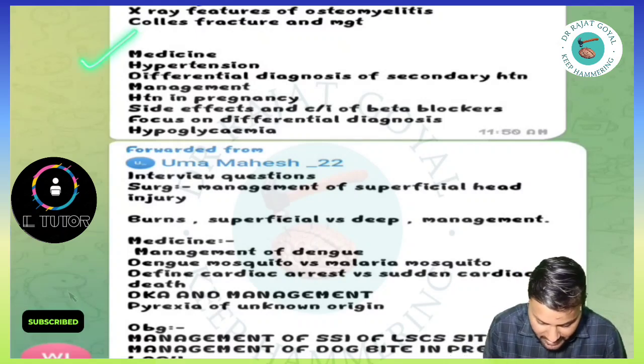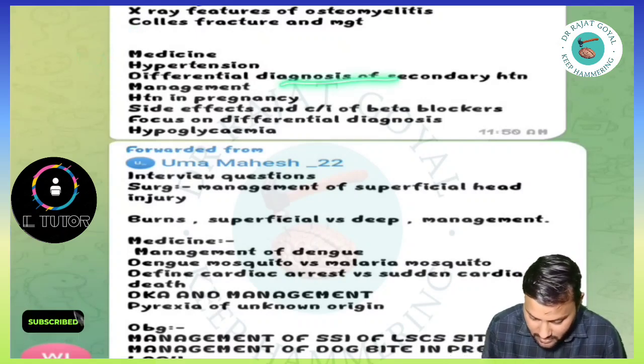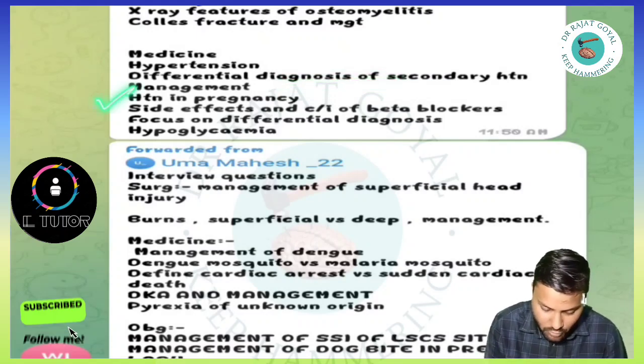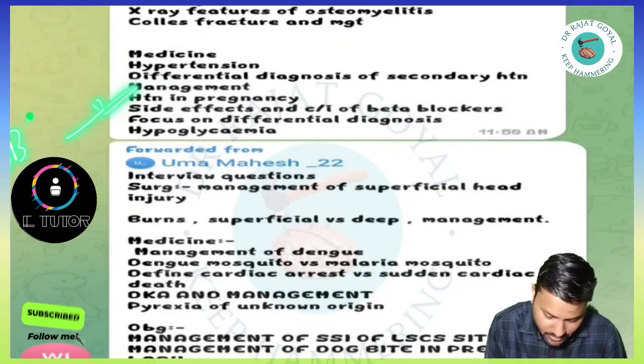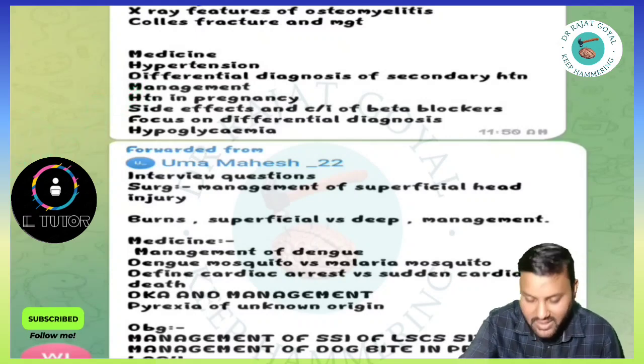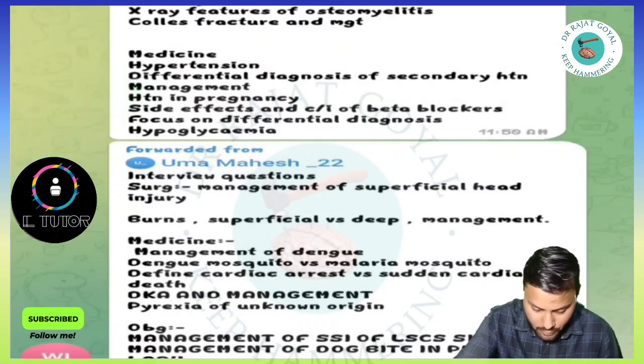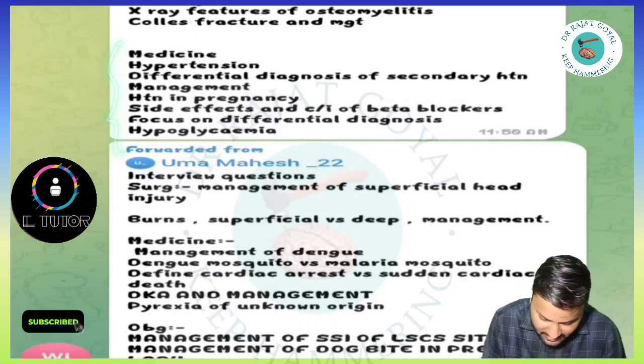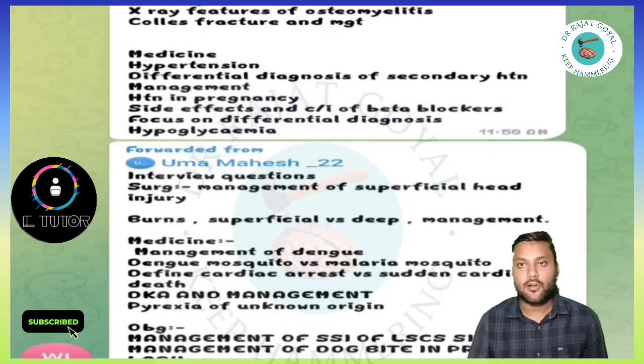In medicine, hypertension, differential diagnosis of secondary hypertension. Hypertension in pregnancy is the OBG topic. Side effects or contraindications of beta blocker. Focus on differential diagnosis. Hypoglycemia. So these all are medicine questions except the hypertension in pregnancy, which is the obsgyny question.